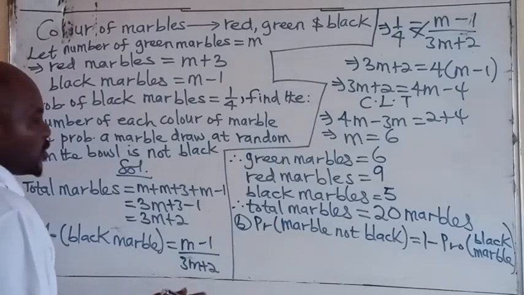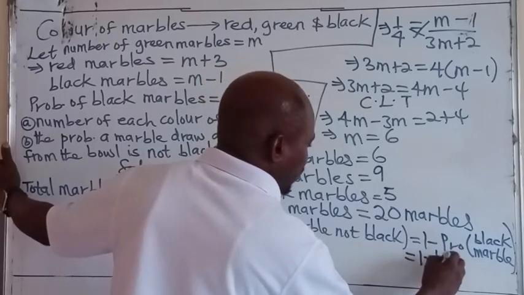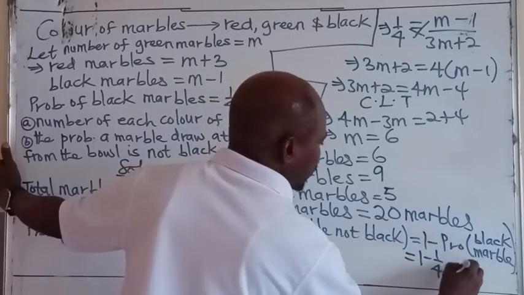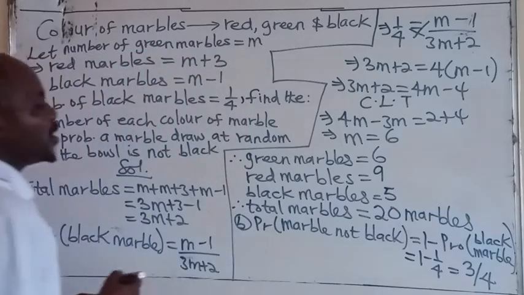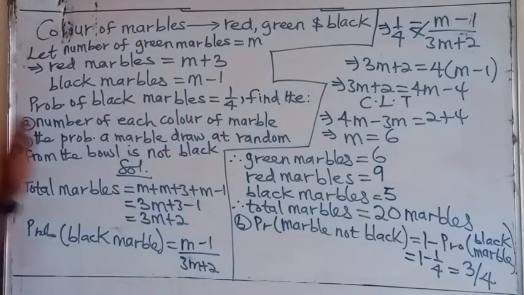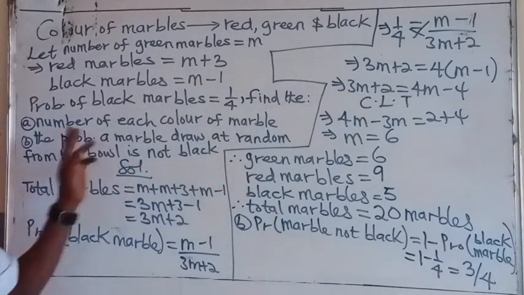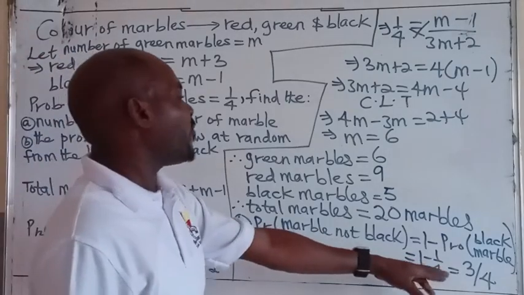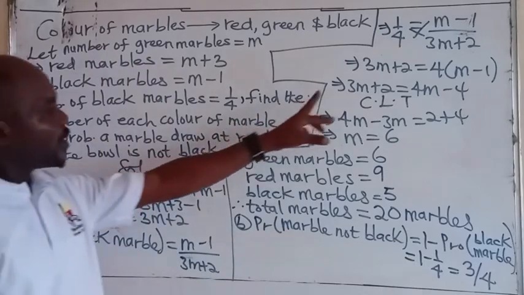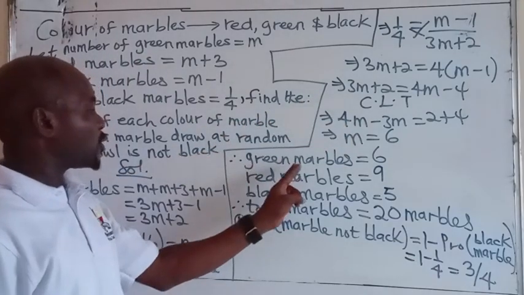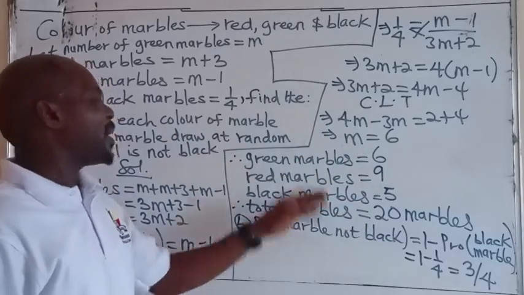Okay, so this gives us 1 minus 1/4, which is equal to 3/4. So therefore, the probability that a marble drawn at random from the bowl is not black is 3/4. And the numbers of the marbles are green 6, red 9, and black 5.